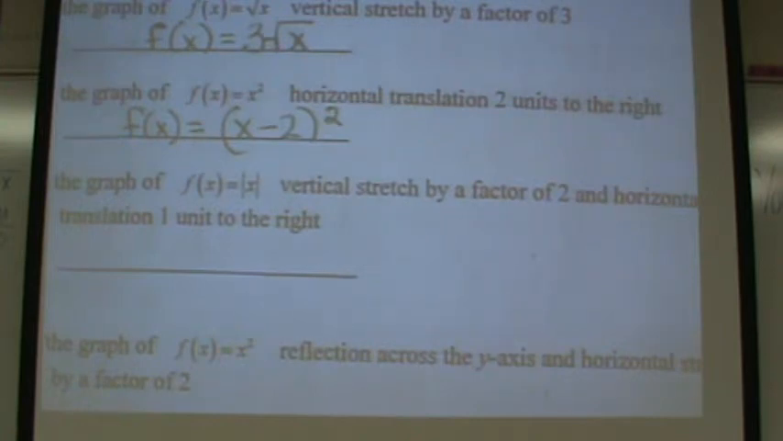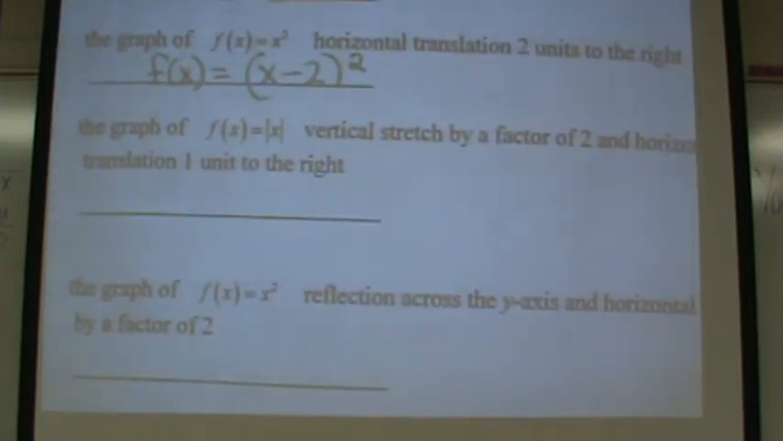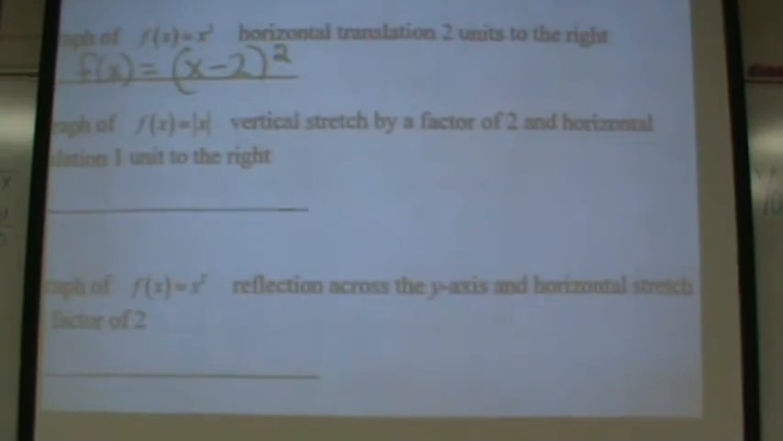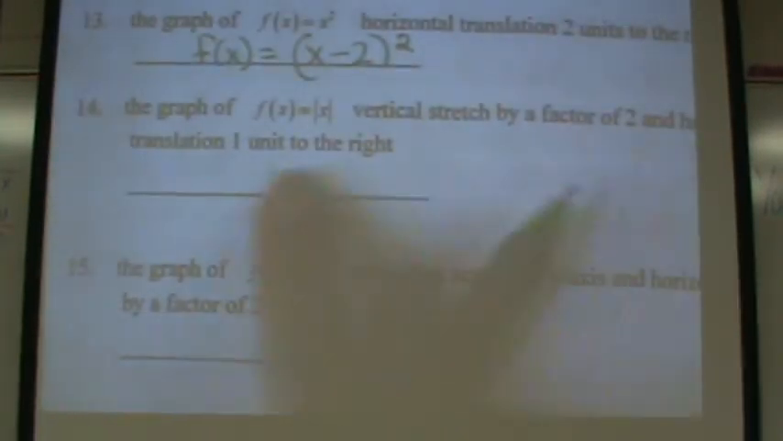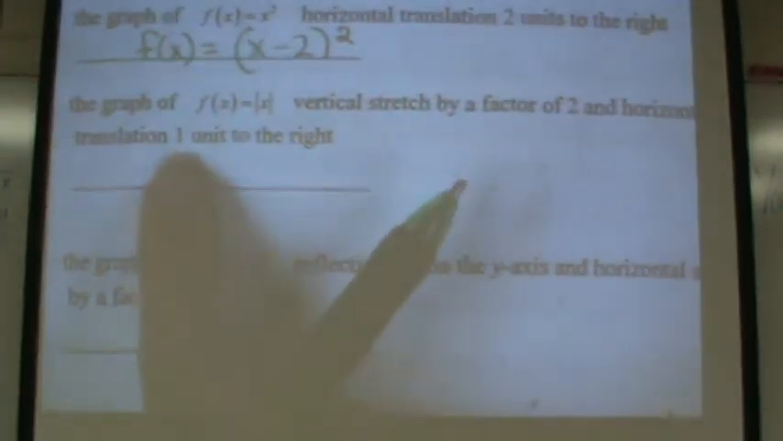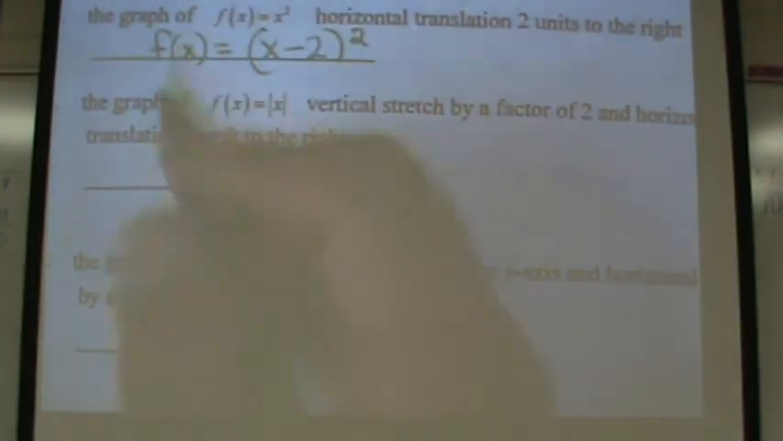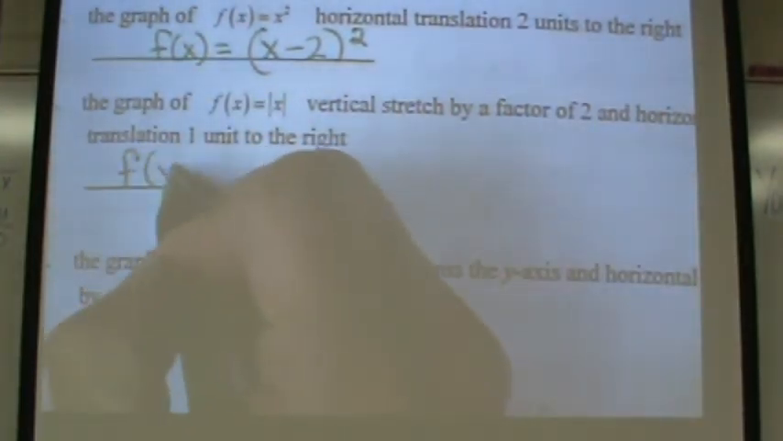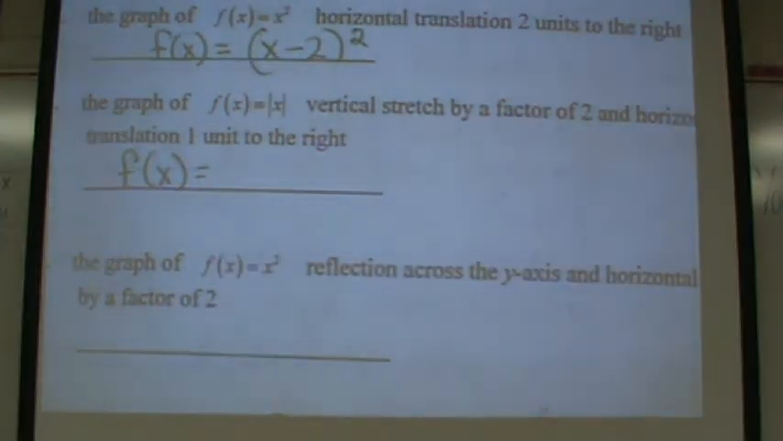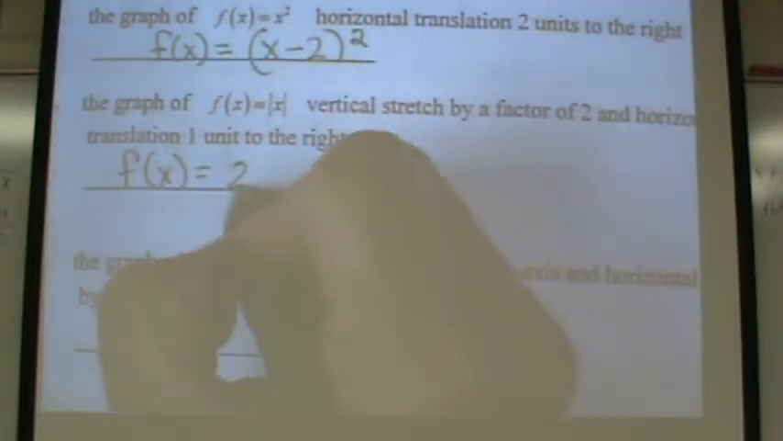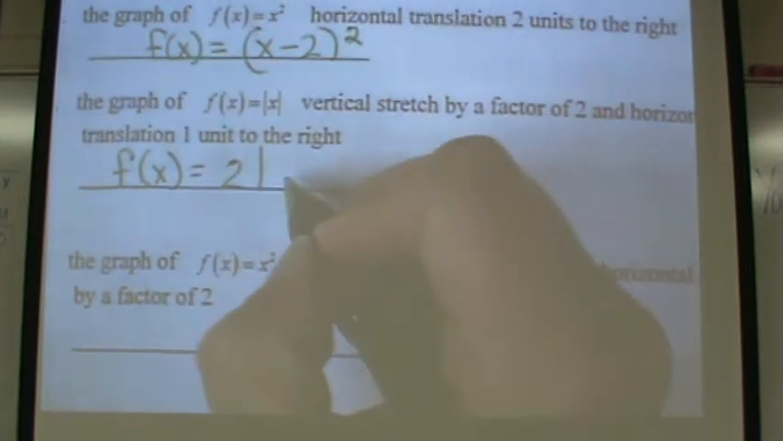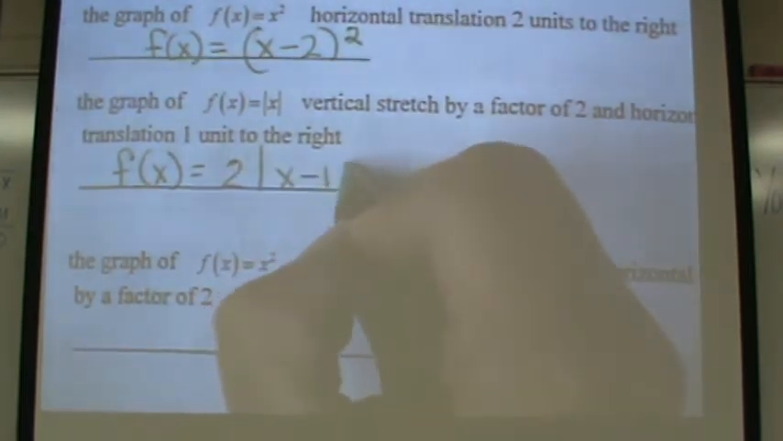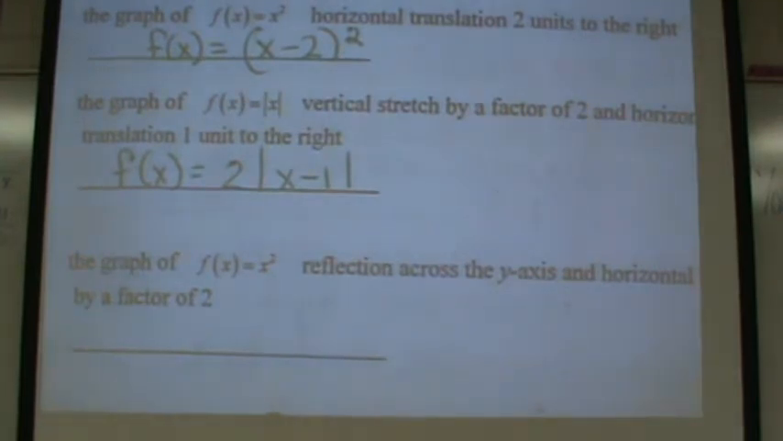Number 14, we're gonna vertically stretch this by a factor of 2, and we're gonna do 2 things, and horizontally translate it 1 to the right. So the vertical stretch by 2. Does that number go out or in? Out. So it's gonna be a 2 out. And then the one to the right, x minus 1. The horizontal one is the opposite, so it's right, so it's minus 1.